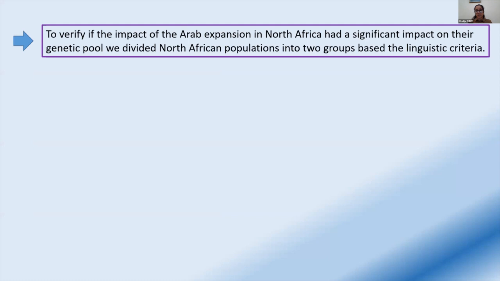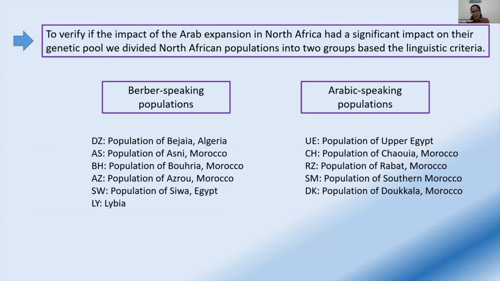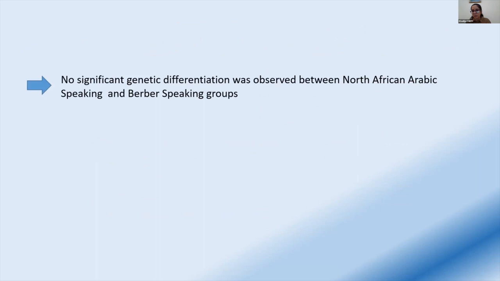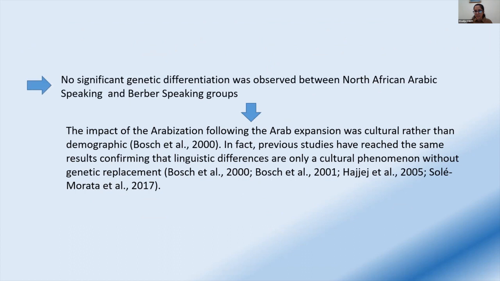So, to verify if the impact of the Arab expansion in North Africa had a significant impact on their genetic pool, we divided the North African population into two groups based on linguistic criteria: Berber-speaking populations and Arabic-speaking populations. The locus by locus AMOVA results exhibit that no significant genetic differentiation was observed between the two groups, which might lead us to conclude that the impact of the Arabization following the Arab expansion was cultural rather than demographic.